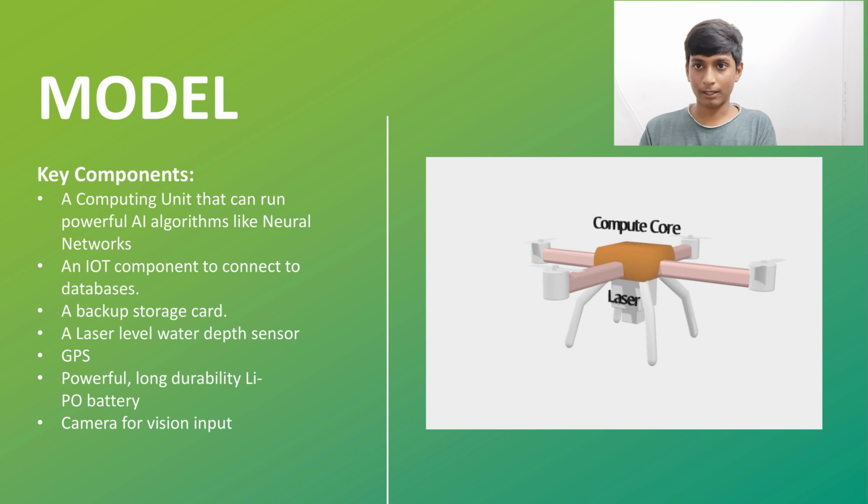And then also a backup storage card. It is just for backup purposes. And a laser level water depth sensor. Now this is the actual thing that will give us the data for the water level. And the GPS, this is mainly for pathfinding to make sure it is going through the right path. And we can also use a camera that will be trained on road images in the same locality. For example, GPS might be 5 meters off here and there, so you can use the camera to make sure it is on the correct road path.